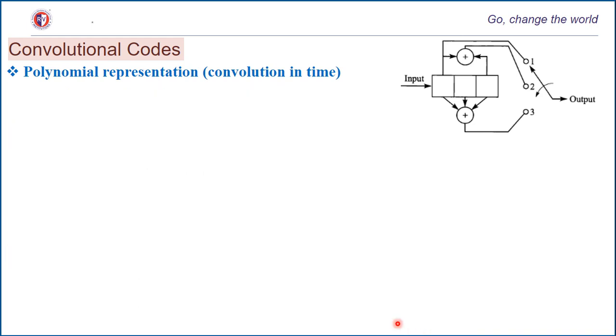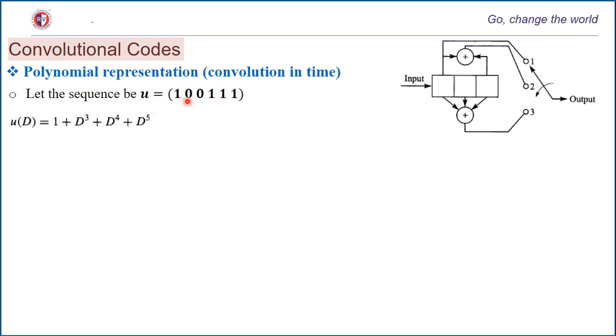Let's pick one example quickly for the same convolution encoder, for the same structure. Let the sequence be 1 0 0 1 1 1. Our first job is to transform this into the D domain. U of D, as I told you, depends on the incoming bit stream, and since there are 6 bits here, it will start from D power 0, D power 1, D power 2, and up to D power 5. So D power 0 into 1 would be 1 itself, and D power 1 and D power 2 are zeros. D power 3, 4, and 5 will exist when you convert into the D domain.